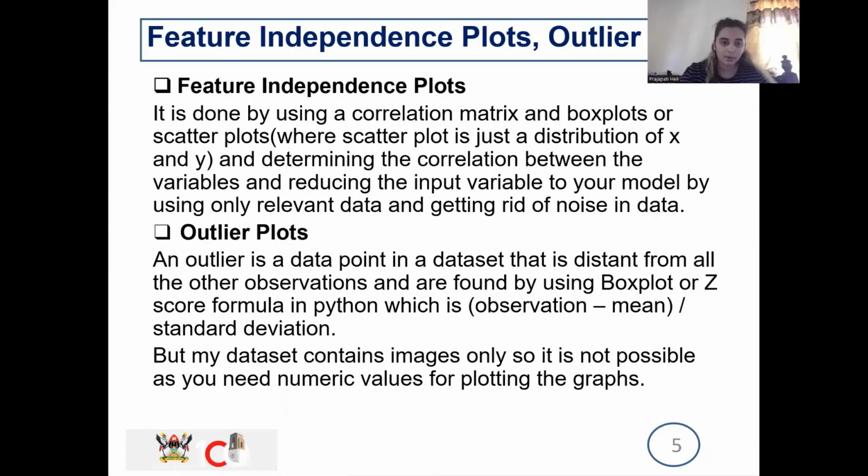Then outliers: an outlier is a data point in a dataset that is distant from all the other observations, and they are found by using a box plot or the z-score formula in Python, which is the observation minus the mean divided by the standard deviation. But my dataset only contains images, so it is not possible, as you need numeric values for plotting the graphs and all.